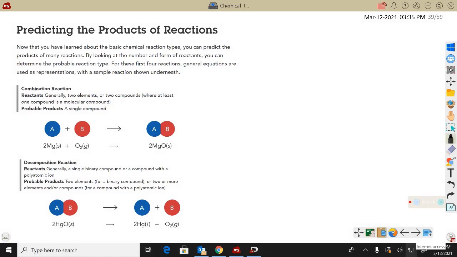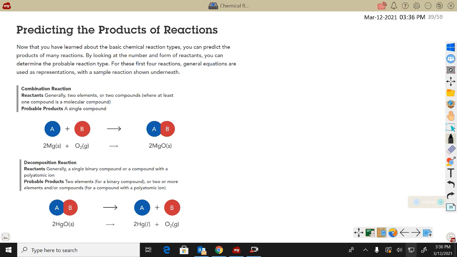So we've gone through all these different types of reactions. And the first thing that we have to do if we want to predict the products of a reaction is predict what type of reaction will occur. From there, if I know it's going to be a combination or I know it's a single replacement, now we kind of know how to find the products.